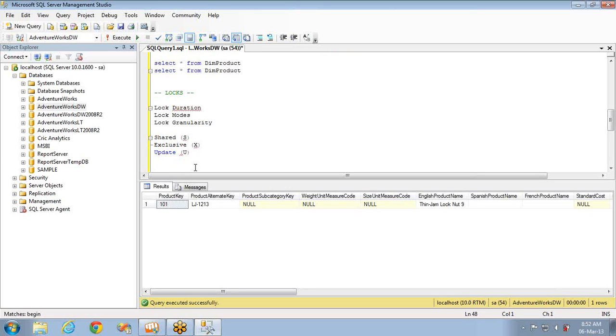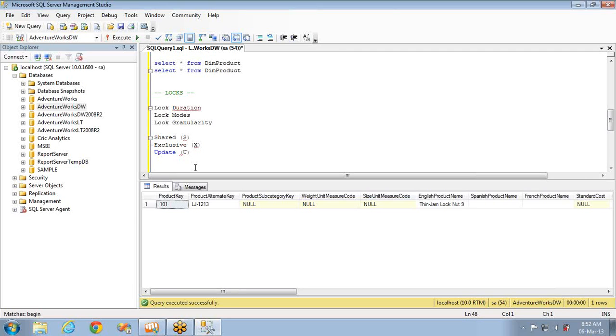If you see the shared lock here, as the name says, it's a shared one. If it wants to read the data, it will apply a shared lock on it. For example, select star from a table name where employee ID is equal to 101. Here I'm trying to read the data, so I can have a shared lock on the data, on the select statement that I'm using to read the data.